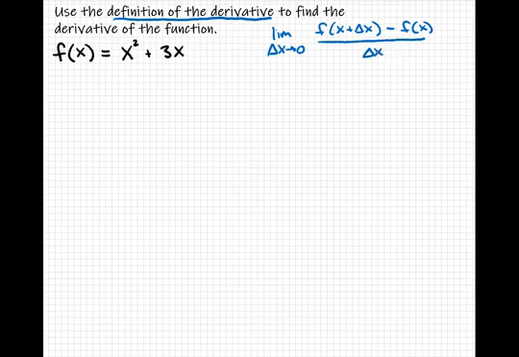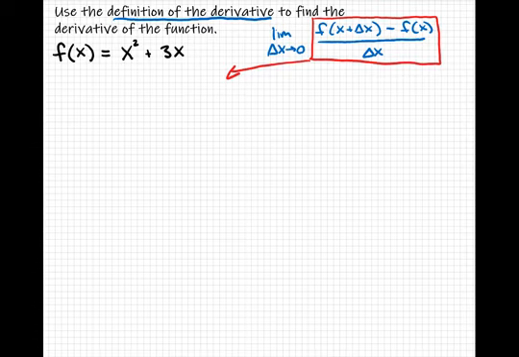Now the difference quotient is basically the slope of the secant line, and when we take the limit as delta x goes to 0, we're taking the limit as the two points where the secant line intersects the function get infinitely close together and become one point. So let's start with this expression that we're going to take the limit of. What is f of x plus delta x minus f of x all over delta x?